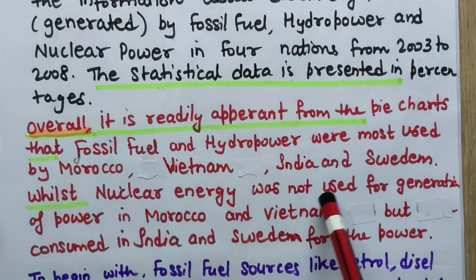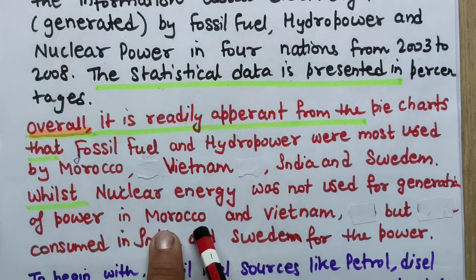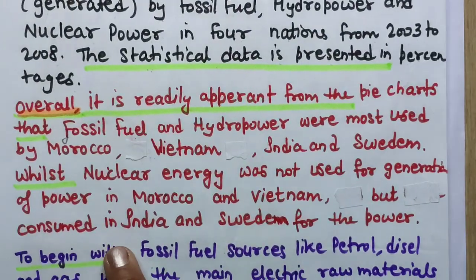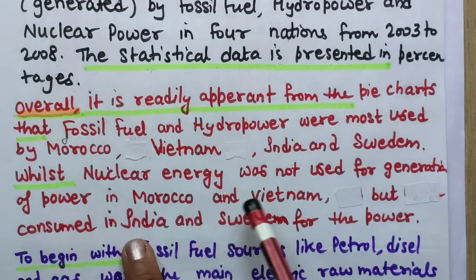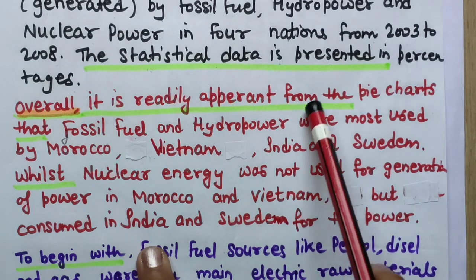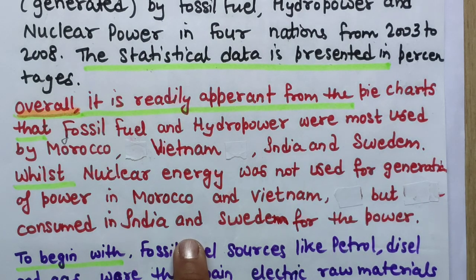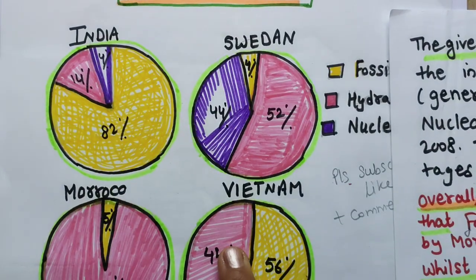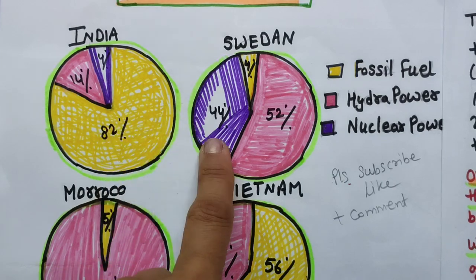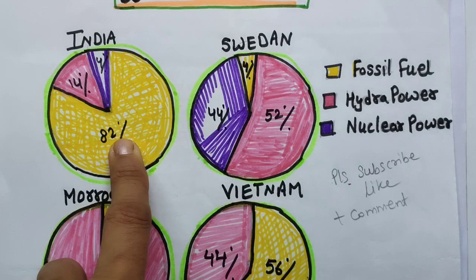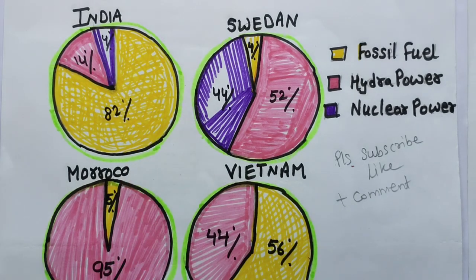Whilst nuclear energy was not used for generation of power in Morocco and Vietnam. Actually I want to say nuclear power was used by India and Sweden only, so I have given it the opposite way: not used for generation of power in Morocco and Vietnam, but consumed in India and Sweden. You can write it in your own style also. Basically you need to tell the highest and the lowest, and any other striking point. The striking point is that this power was used by only 2 countries, not by others. I have explained the highest values in the overall paragraph.